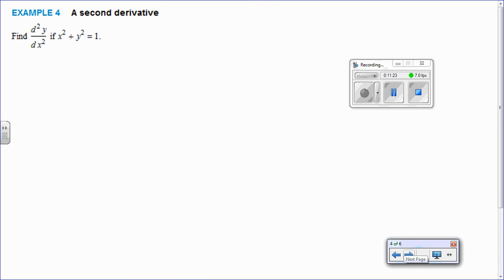So next problem. Now, can you take the second derivative? Yes, of course you can, if you have the first derivative already.